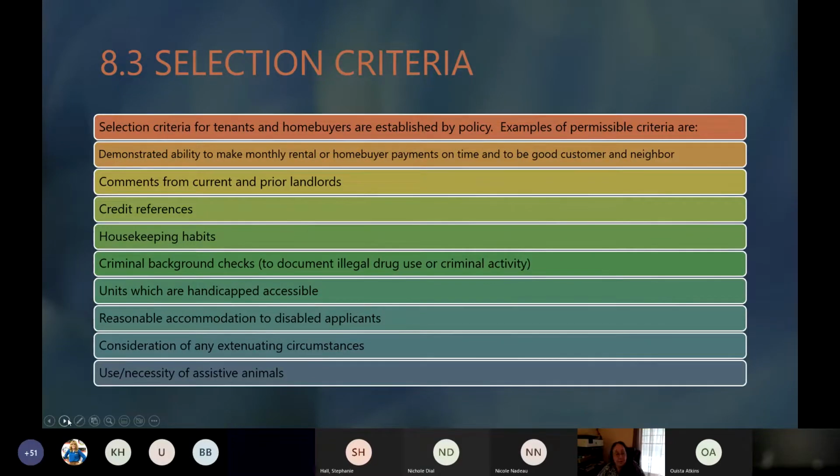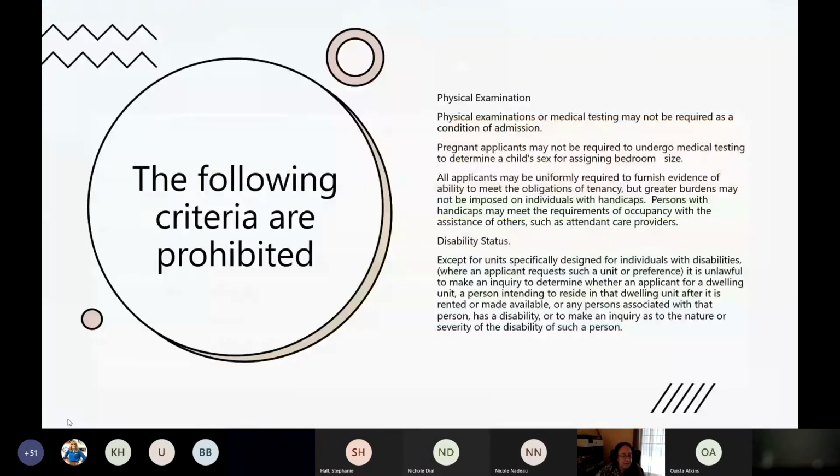Examples of permissible criteria: demonstrated ability to make monthly rental or home buyer payments on time, to be a good customer and a neighbor, comments from current and prior landlords, credit references, housekeeping habits, criminal background checks to document illegal drug use or criminal activity, units which are handicapped accessible, reasonable accommodation to disabled applicants, consideration of extenuating circumstances, use and necessity of assistive animals.